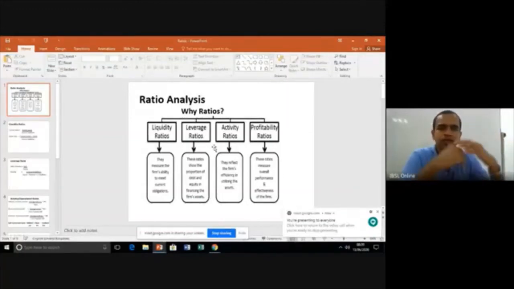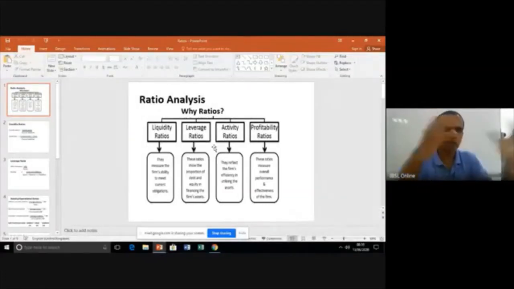Now, why are ratios important? Why do you need ratios? Why can't you work with absolute numbers? Why can't you, for example, work with the total gross profit of an organization? Why do you need to look at ratios?